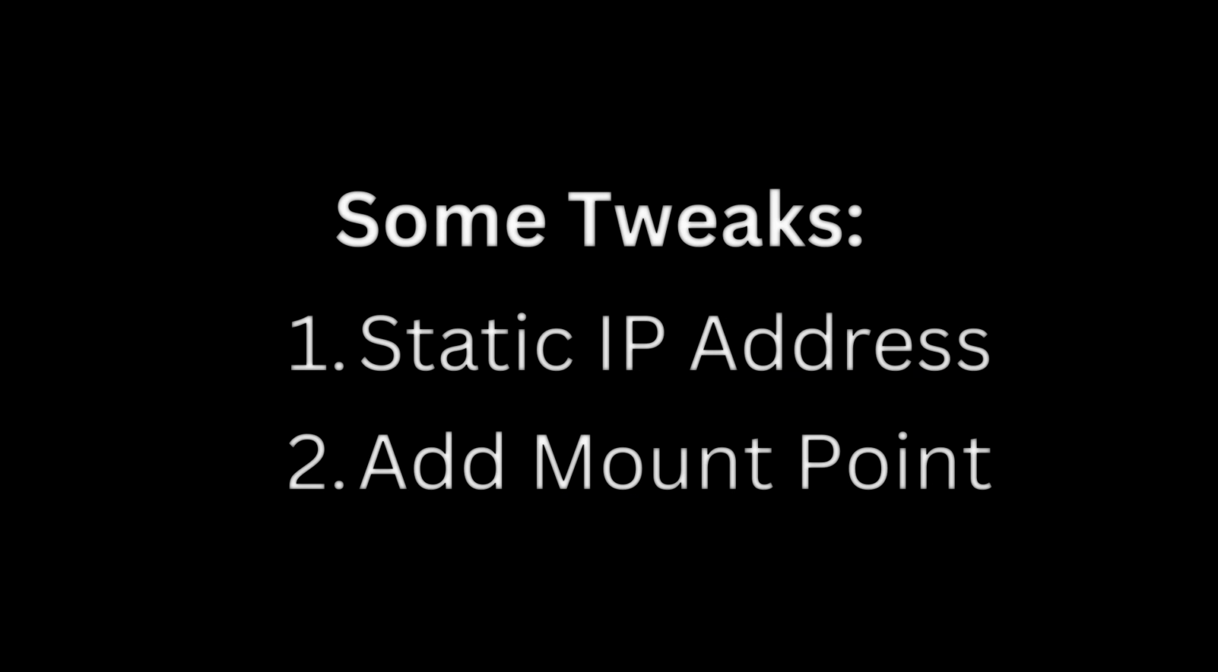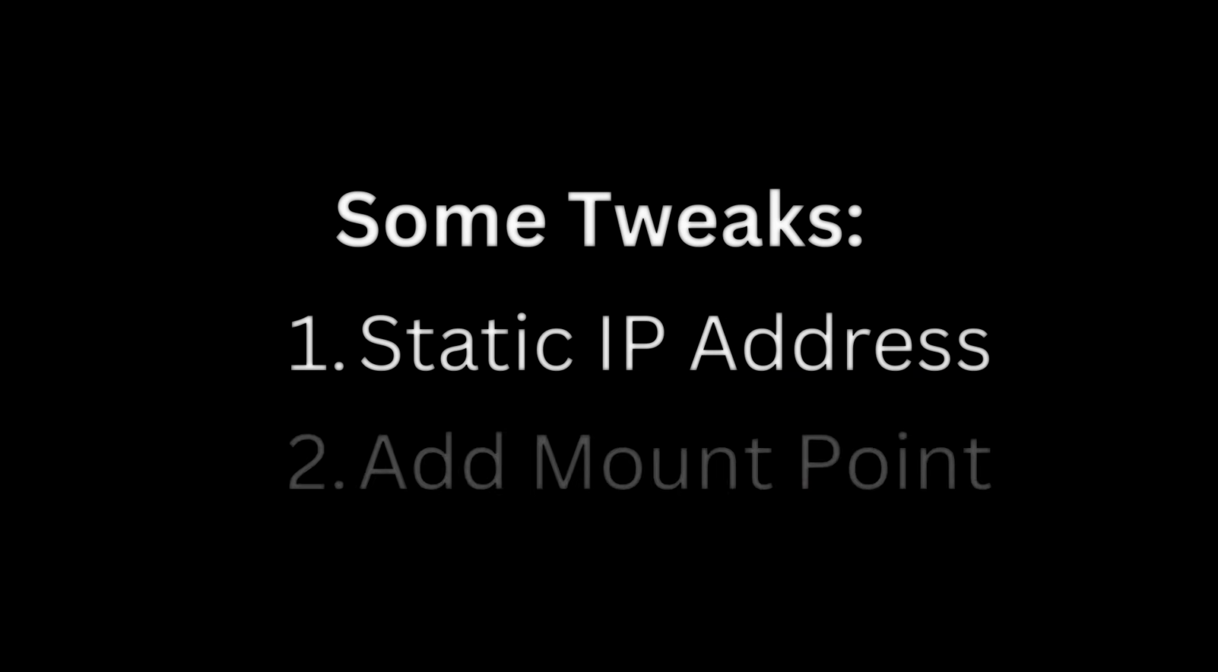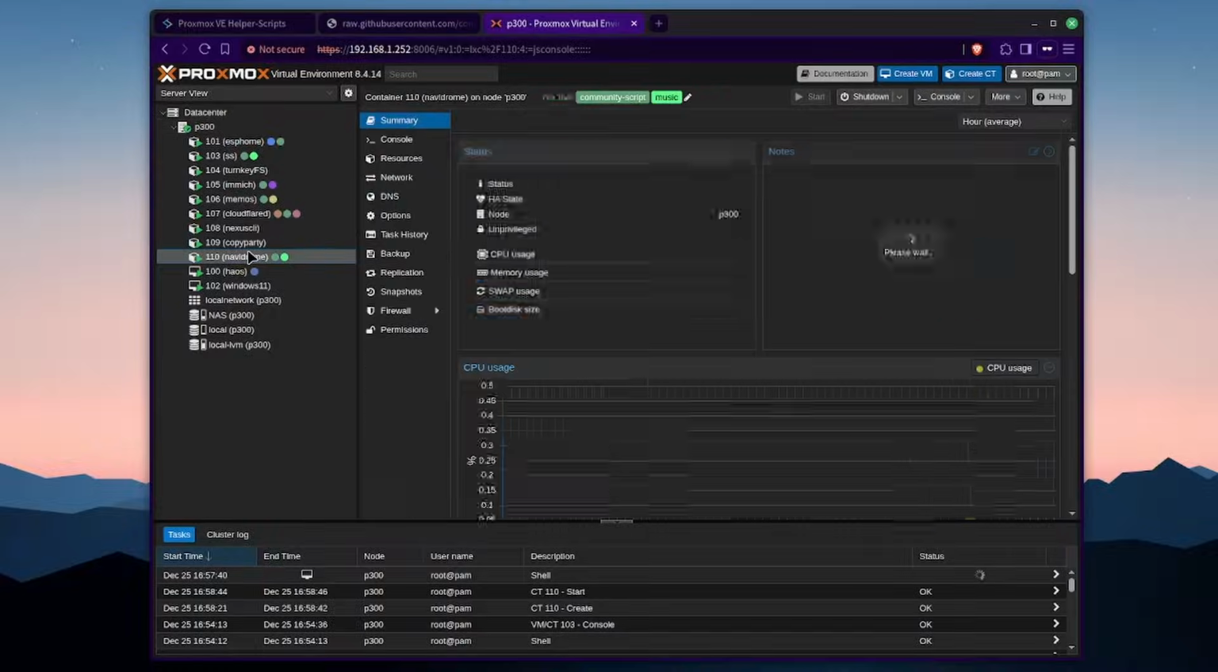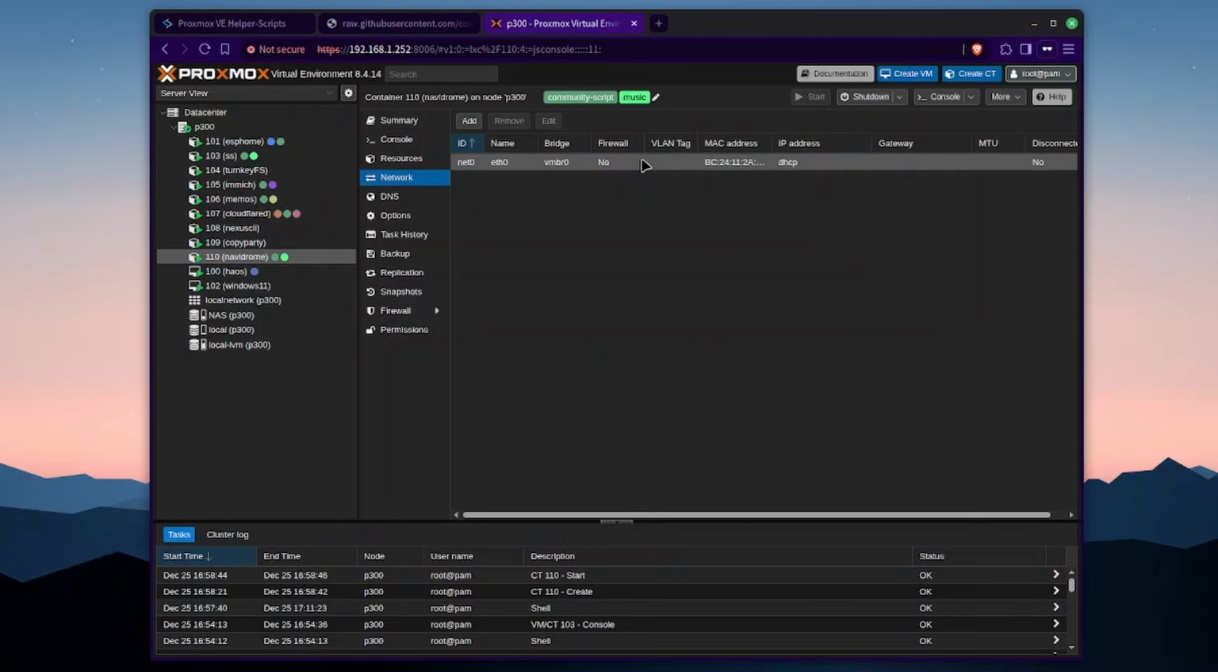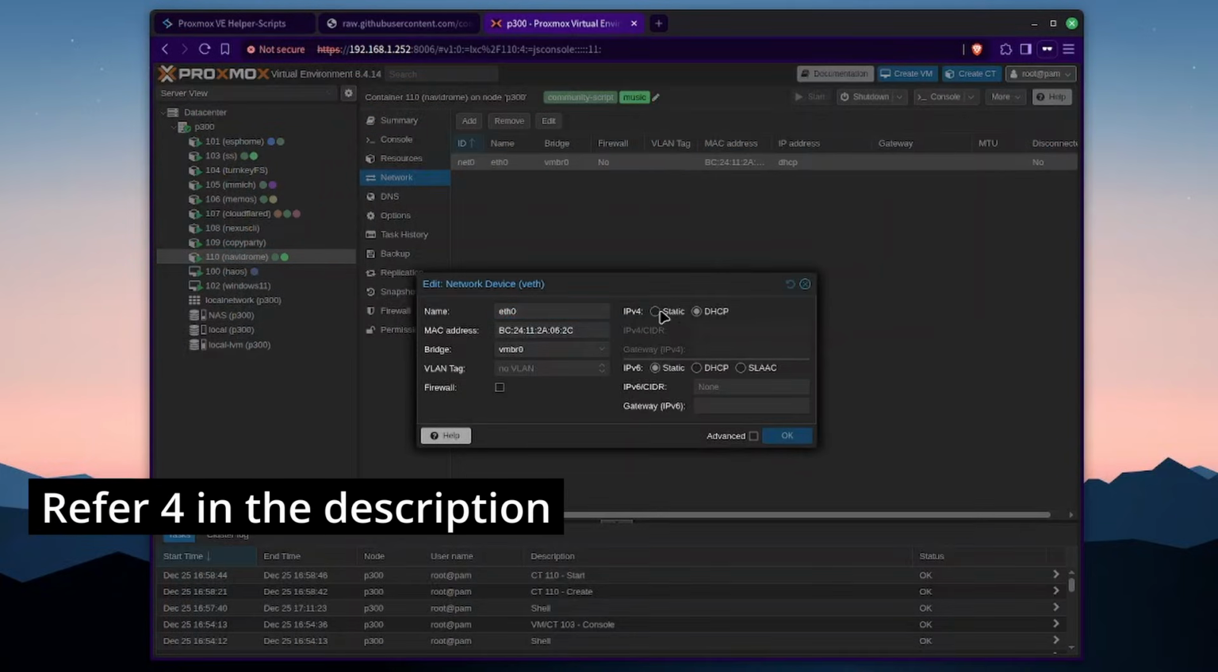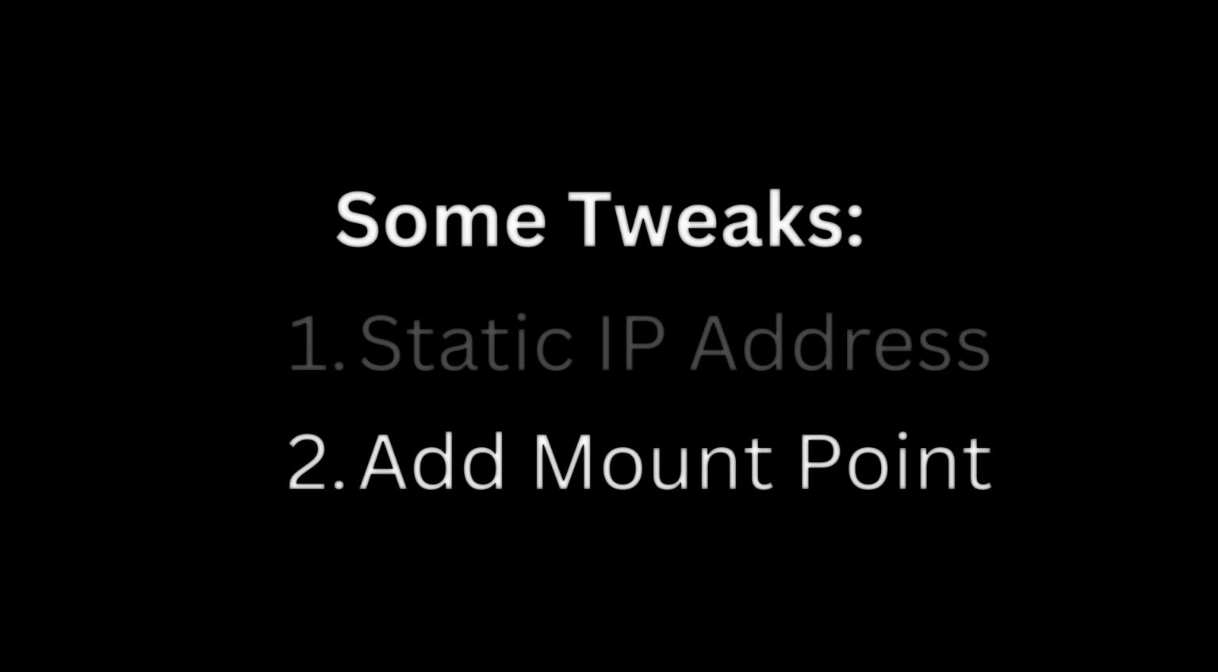The Navidrome container needs a few small tweaks to work smoother. First, I will make the container IP address static so it doesn't change randomly. Select the Navidrome container, Network, the first and only network, change IPv4 to static. Paste the reachable IP address with the CIDR, usually /24. Gateway is the home router's address, usually 192.168.1.1, and click OK.